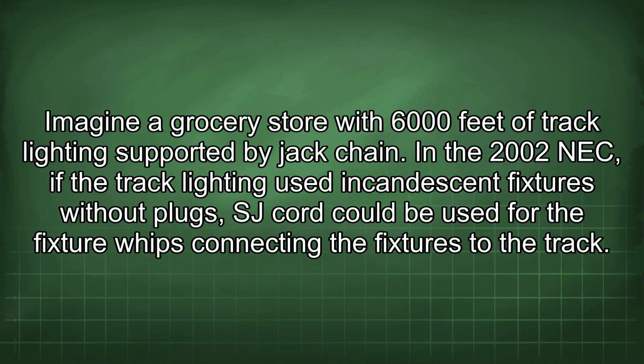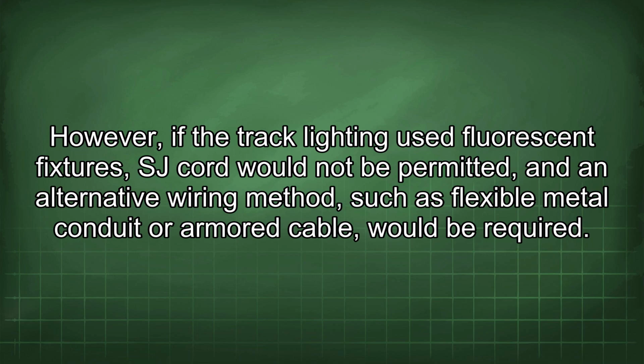Imagine a grocery store with 6,000 feet of track lighting supported by a jacked chain. In the 2002 NEC, if the track lighting used incandescent fixtures without plugs, SJ cord could be used for the fixture whips connecting the fixtures to the track. However, if the track lighting used fluorescent fixtures, SJ cord would not be permitted, and an alternative wiring method, such as flexible metal conduit or armored cable, would be required.